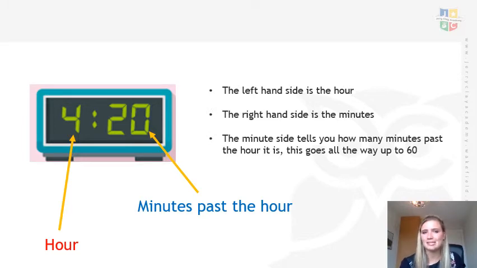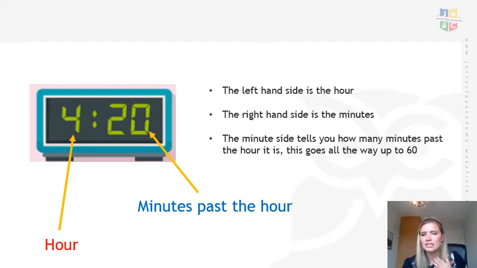Now this is where it's slightly different than an analog clock, because we will say how many minutes past the hour. So we don't say how many minutes to the next hour it is, we say how many minutes past that hour the minutes have gone. So obviously these will go up to 60 on the minute side, because there are 60 minutes in an hour.